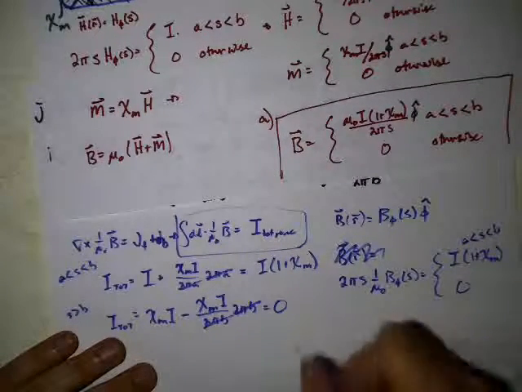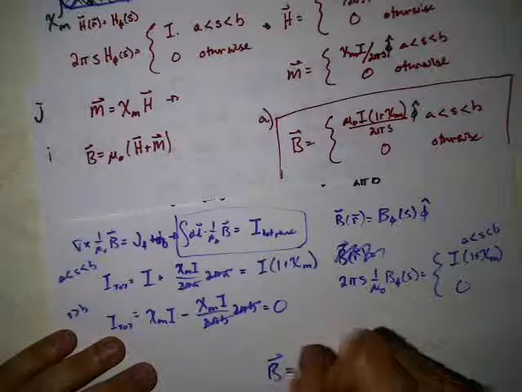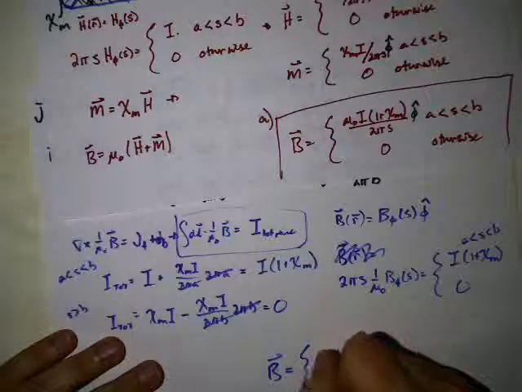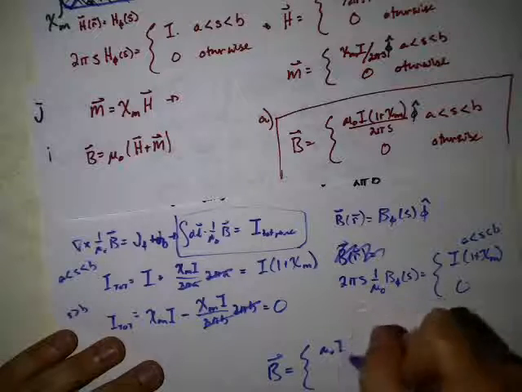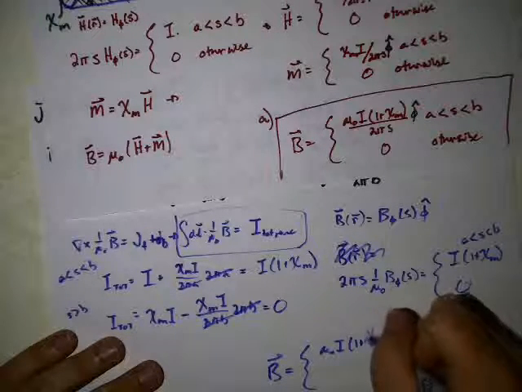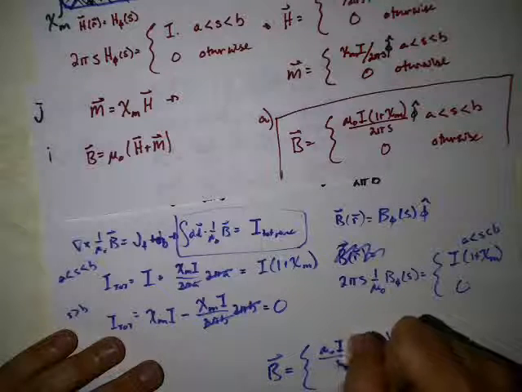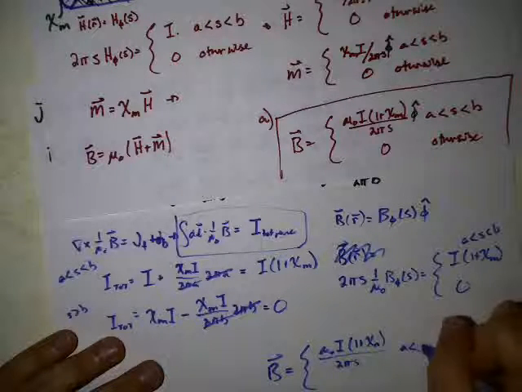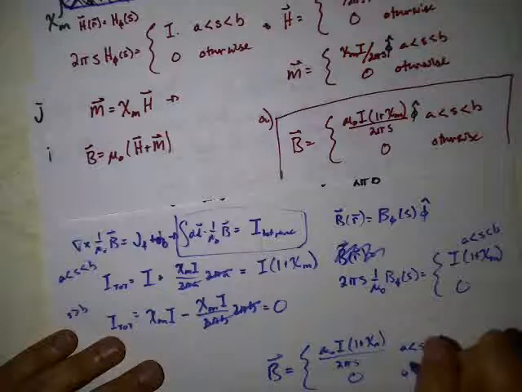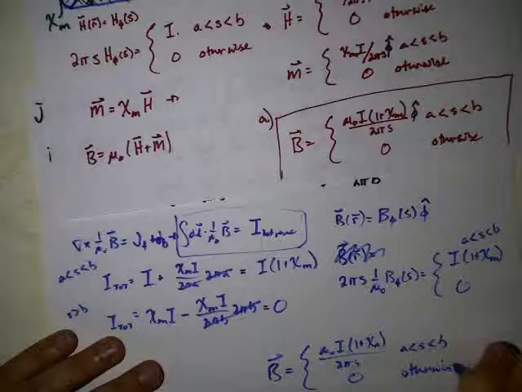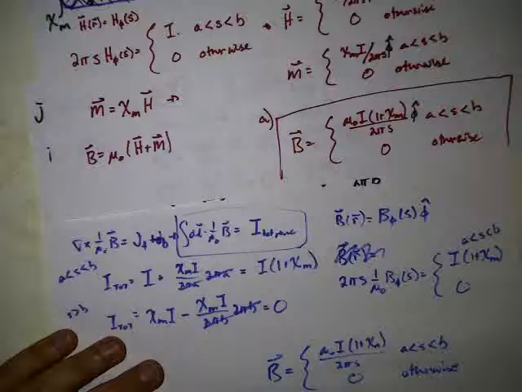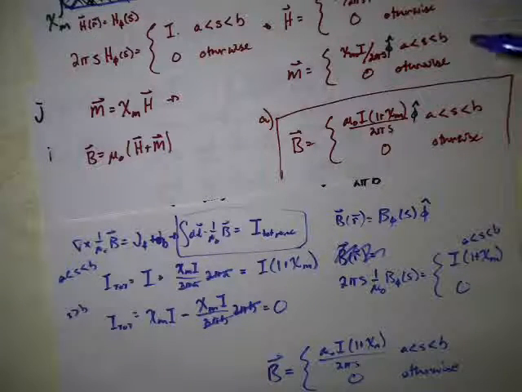Simply solving, moving things to the other side, we get that the magnetic field in this case is going to be mu naught I (1 plus chi_m) divided by 2 pi s for a less than s less than b, and 0 otherwise. Which of course is exactly what we found up here using the H field instead of the full bound and free currents. So you can do it either way, and you should get the same answer both ways.